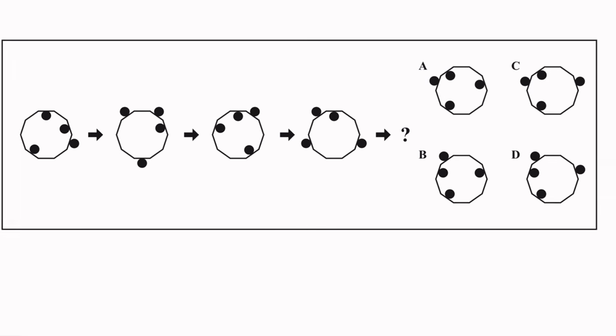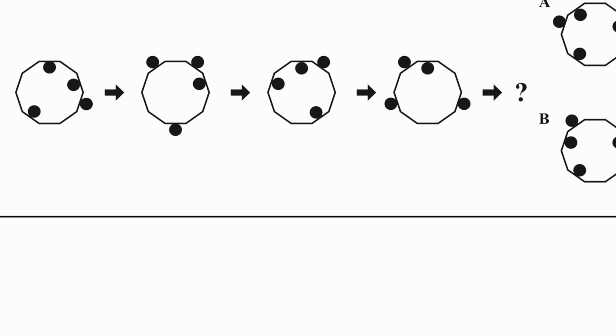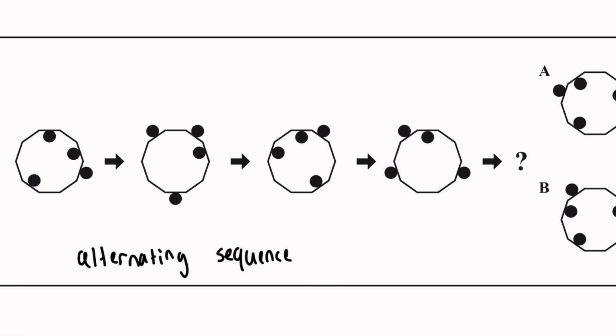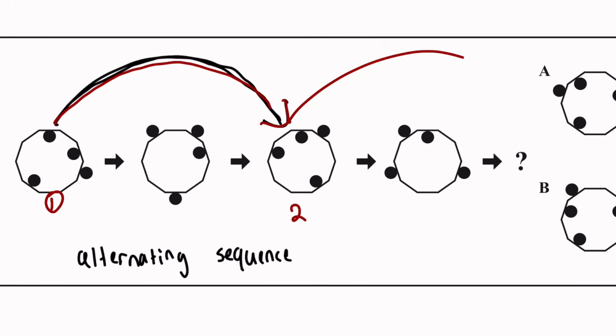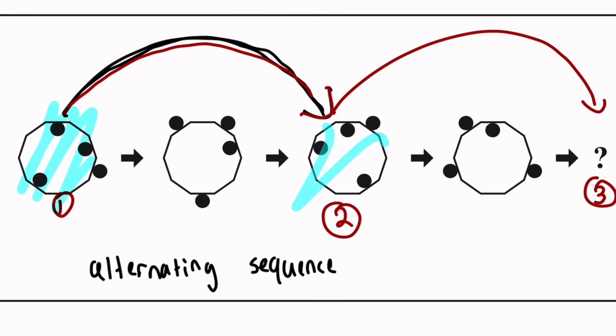Question 29. Okay, 29 involves a very important concept. It's called alternating patterns, so alternating sequence, okay? So what that means is, basically, this part only links with the next part after a skip, okay? So we just skip one, and that's the next part of our pattern. So this is 1, 2, and the question mark will be our 3. So we have to focus only on these highlighted bits, okay?